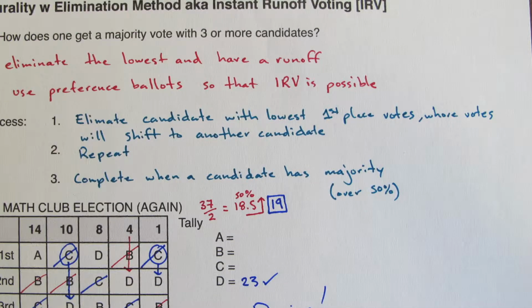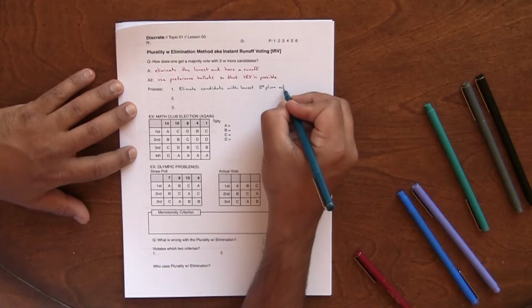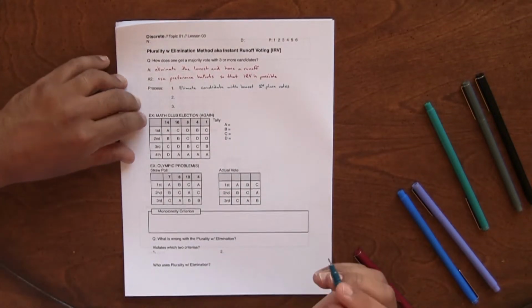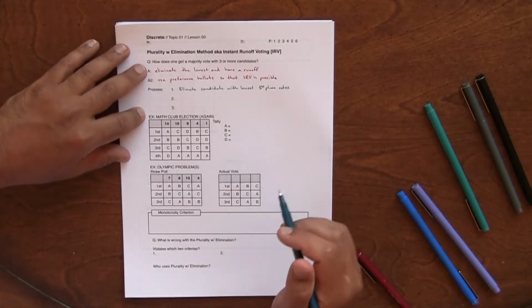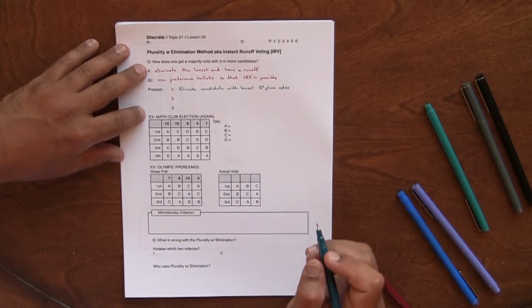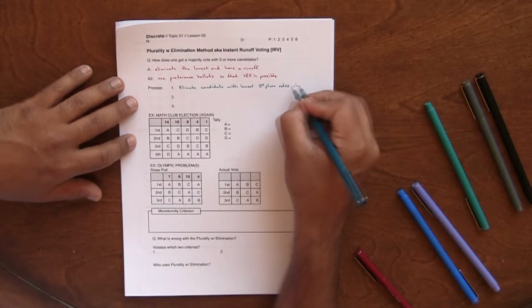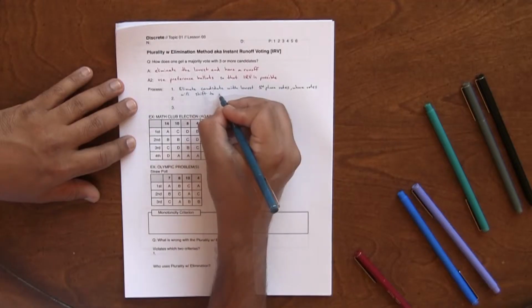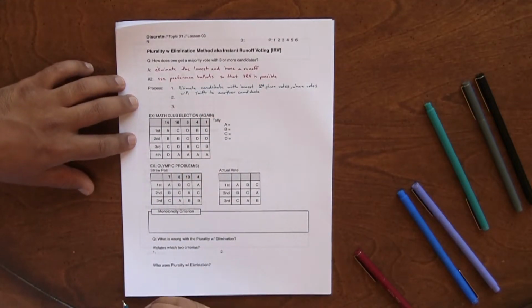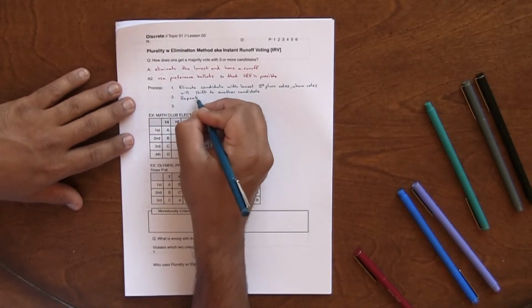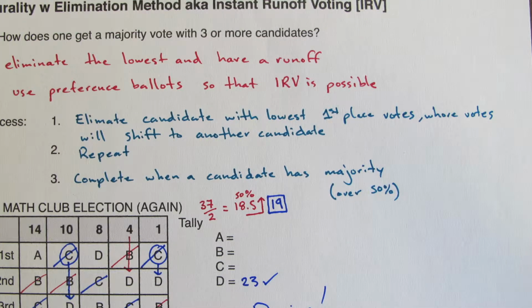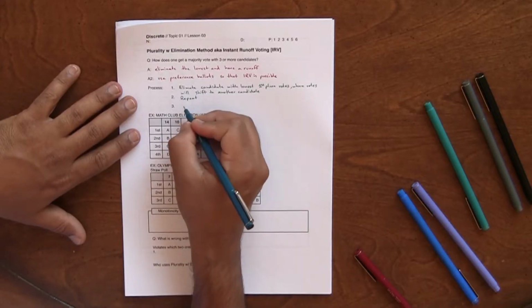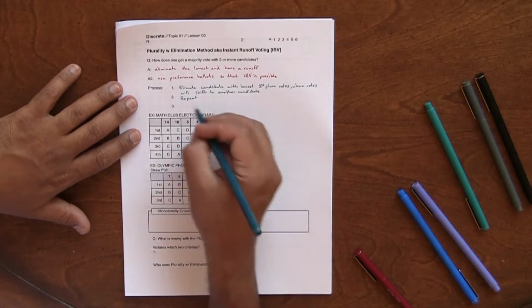So our process is this. Step 1: eliminate the candidate with the lowest first place votes. That could be someone who doesn't have any. That will come up somewhere. Get rid of the person with the lowest first place votes, whose votes will shift to another candidate. Step 2: repeat. You continually do this until a candidate has over 50% of the votes, or a majority.